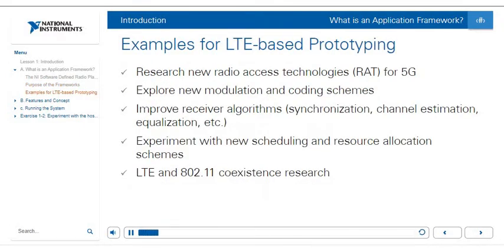As food for thought, some examples of LTE-based prototyping are research on new radio access technologies for 5G, the exploration of new modulation and coding schemes, implementing improvements on the receiver algorithms such as synchronization, channel estimation, or equalization, experimentation with new scheduling and resource allocation schemes, or things like coexistence research or MAC layer functionality.